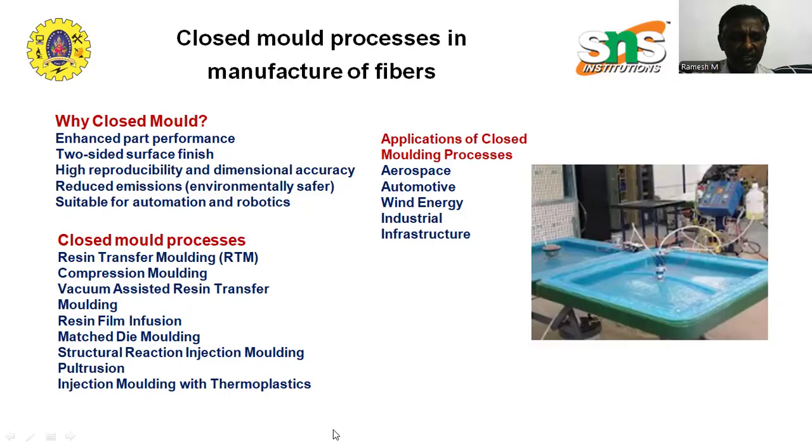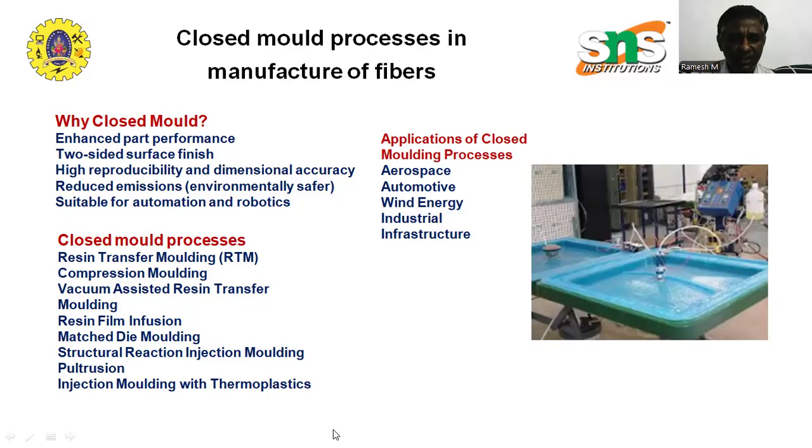Here the advantages are faster cycle times, low scrap rate, good surface finish and strength, and it is suited for automation. Finally, the applications are electrical enclosures, automotive structural parts, and helmet shields. Then vacuum assisted resin transfer molding.